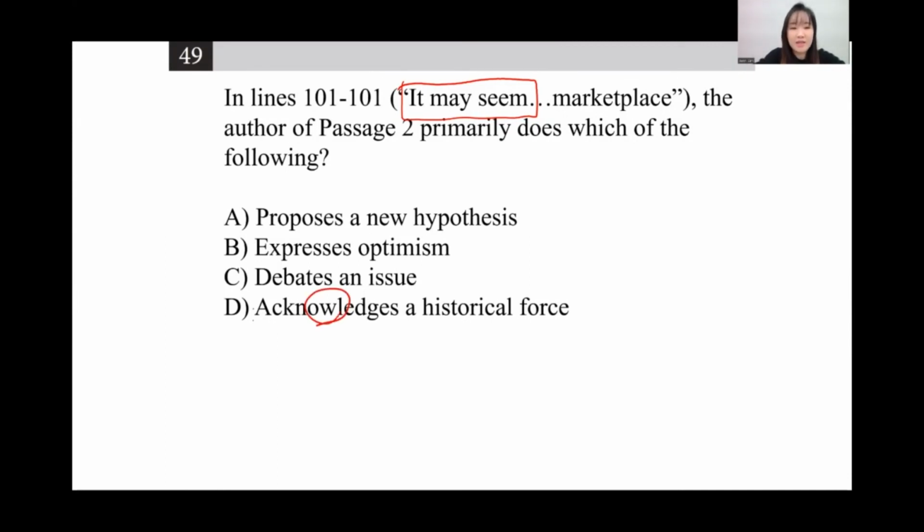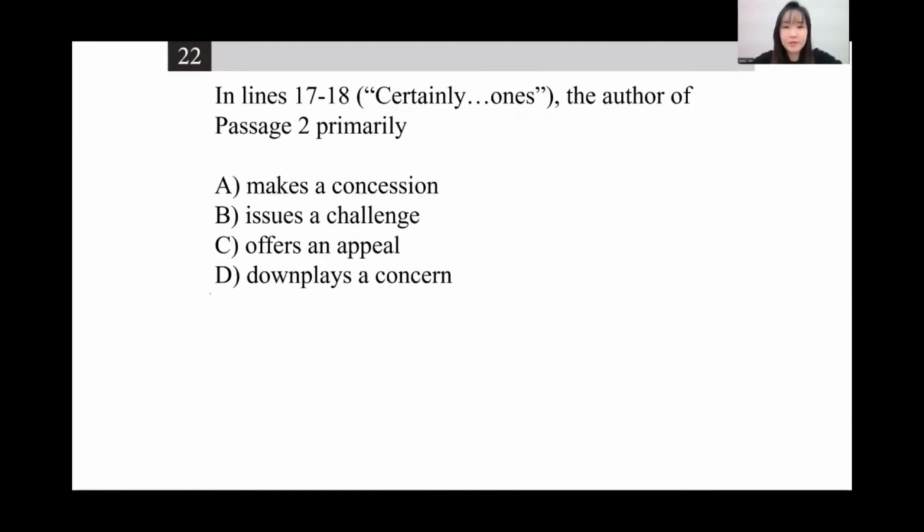So that is why D would be the correct answer, and A, B, and C, because they do not have the keywords, are incorrect. That's why we know that D is the correct answer, right? Wasn't that easy? Okay, we're going to practice a little bit more. So this one again, look at that. We see "certainly," which is one of the yield pivot words. And hence, we need to look for the words acknowledge or concede in the answer choices.